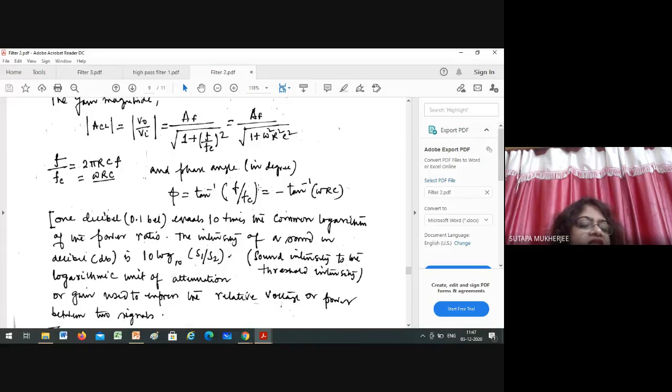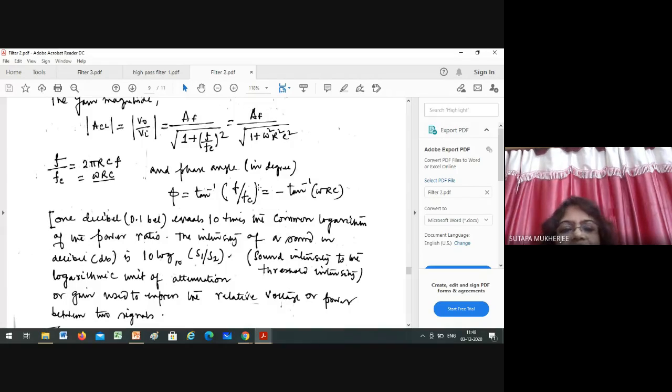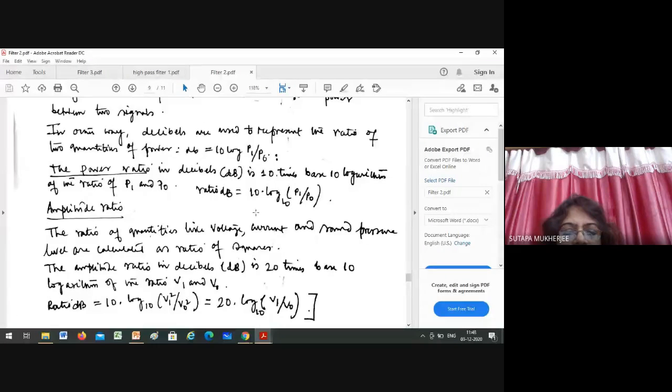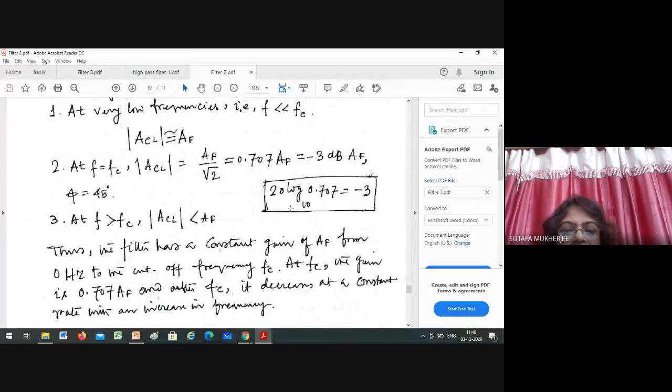1 by √2. What is the value of √2? 1.414. So the answer is 0.707. If f equals fc, the value will be 0.707 AF.